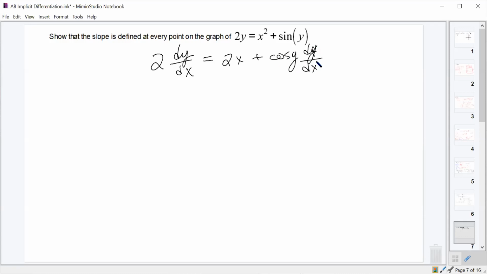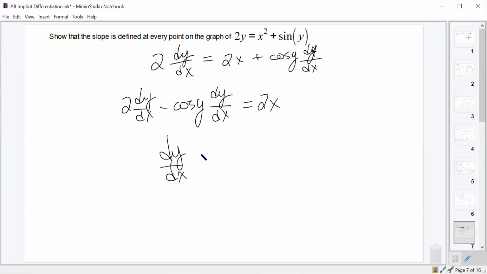Yep. So if we solve for dy/dx, we'll have to bring that cosine y dy/dx to this side, and as we factor out the dy/dx, we end up with 2x over 2 minus cosine y. Everybody good with that? Hopefully.